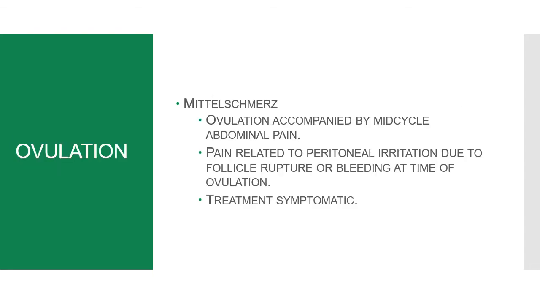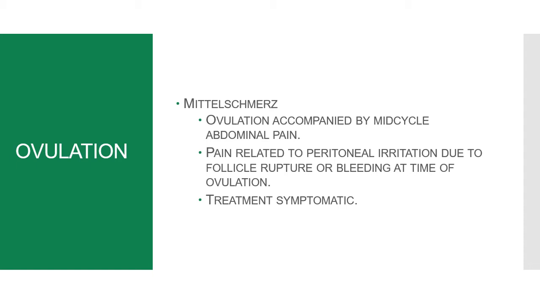Ovulation itself can cause pain. This is referred to as Mittelschmerz, or pain in the middle of the cycle. Schmerz being pain, middle meaning middle. So this is mid-cycle abdominal pain. The pain is related to peritoneal irritation due to follicle rupture or bleeding at the time of ovulation.